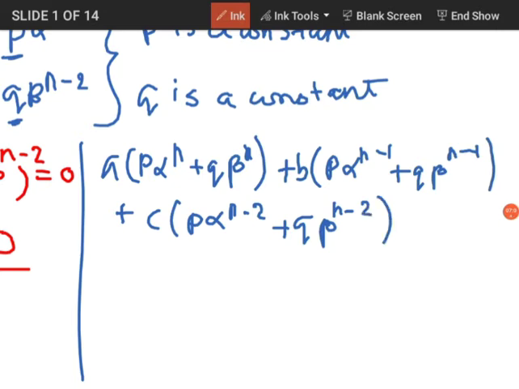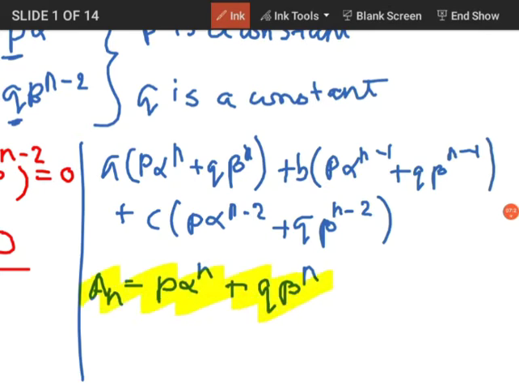And if we again define, say, an, you can also write a dash and whatever, but I am going to define it as an again. So an for us now is p multiplied by alpha raised to the power n plus q beta power n. This is our new an. We have redefined an as this thing. Correct? We can do so, right?